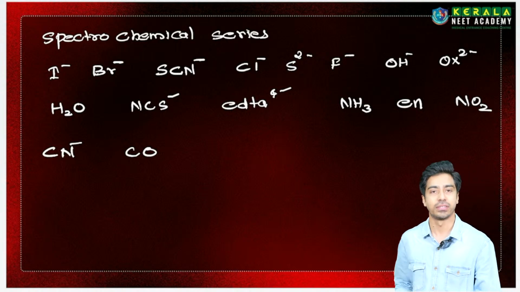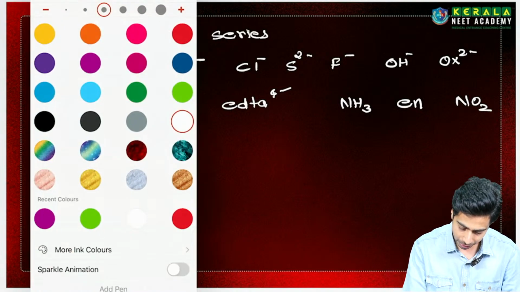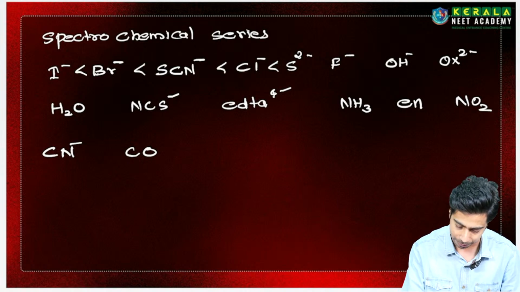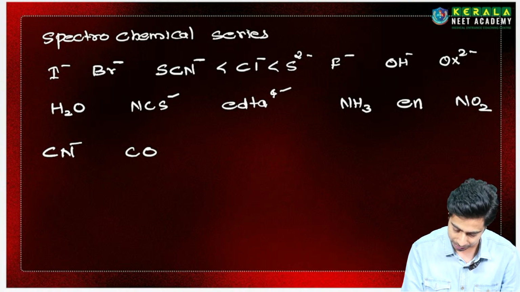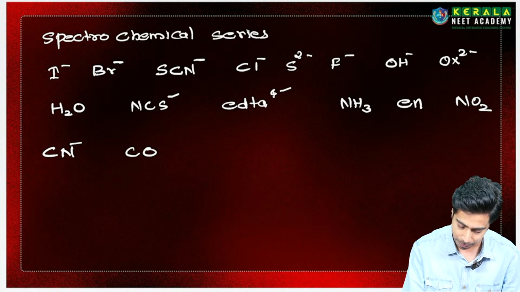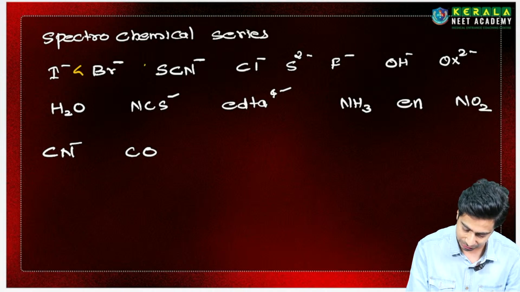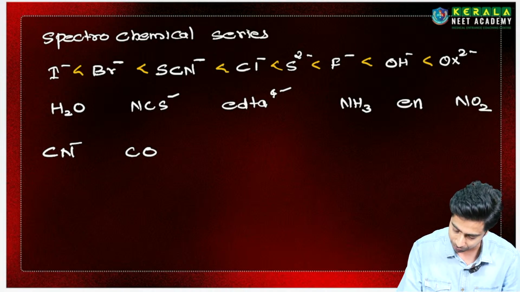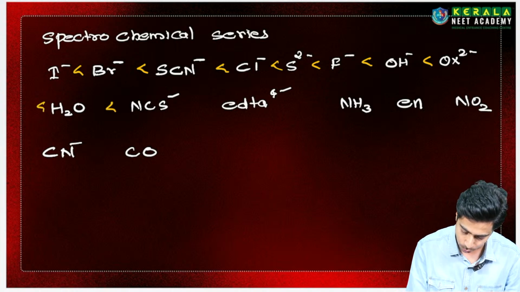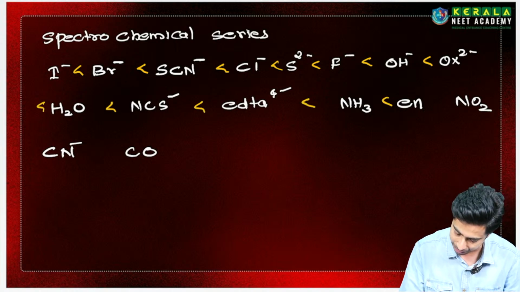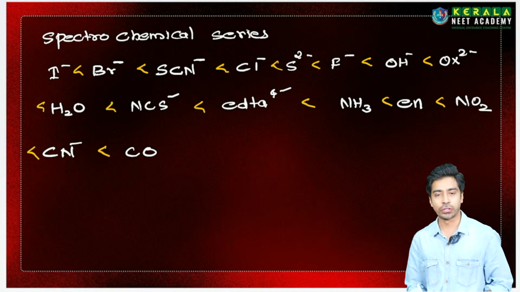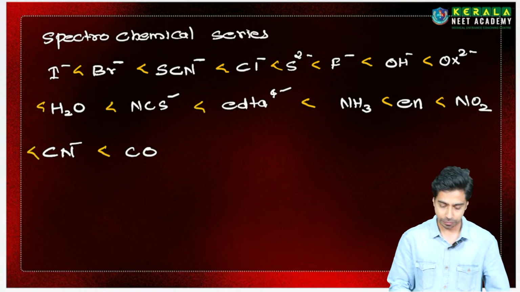This is the spectrochemical series. Now listen: I minus less than Br minus, SCN minus, Cl minus. So it's the super trick to remember the spectrochemical series. We'll end this session with this trick. SCN minus, Cl minus, S2 minus, F minus, OH minus, H2O, NCS, EDTA, NH3, ethylene diamine, CN minus and CO. Just go through that sequence.